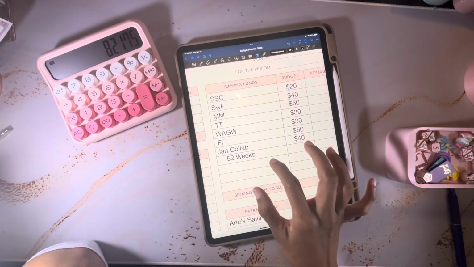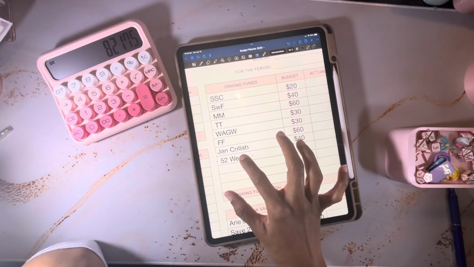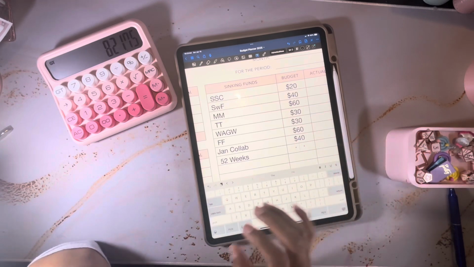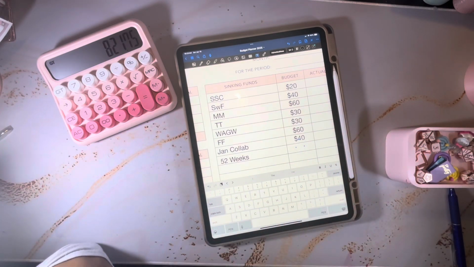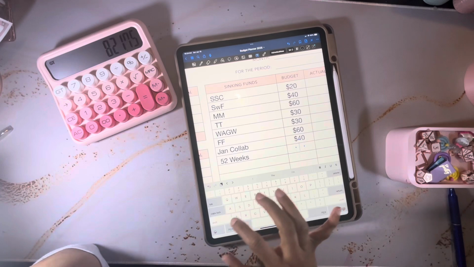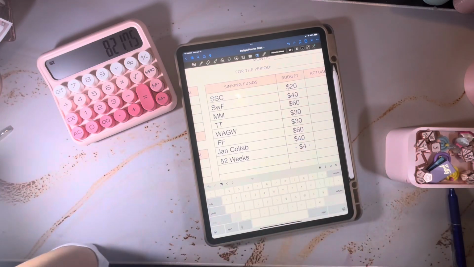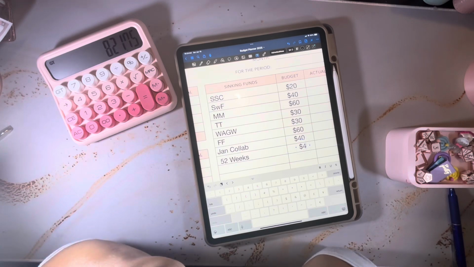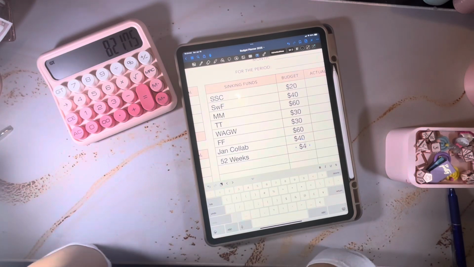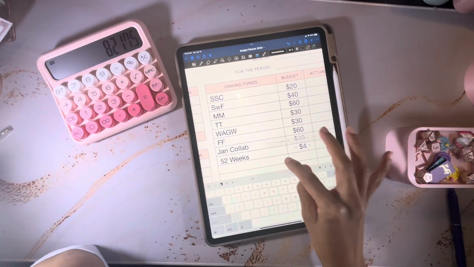Let's just do that. Okay. And that one, I need to catch up. So I think this one is going to be $4. So I didn't do one for the rest of them. Yeah, $4. I think initially I put, it has to be $4.